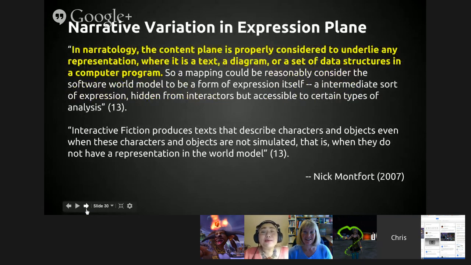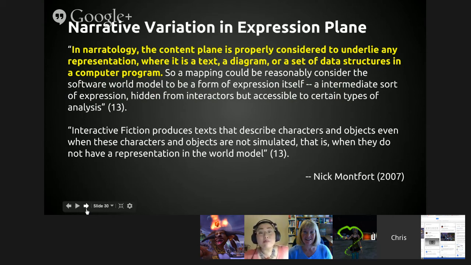We're almost there. So, narrative variation, expression plane. Okay, so we talked about the content plane. Here's the expression plane. So he says, in narratology, the content plane is properly considered to underlie any representation, any visual, whether it is a text, a diagram, or a set of data structures in a computer program. So a mapping could reasonably consider the software world model to be a form of expression itself.